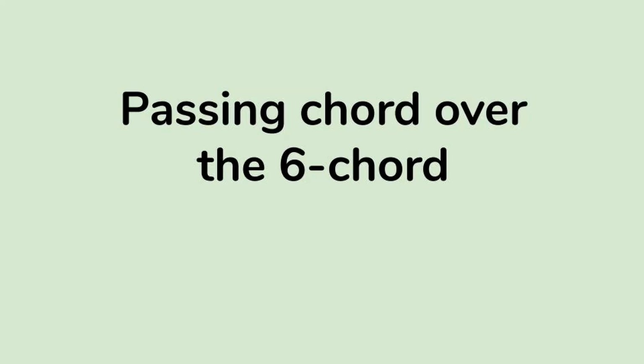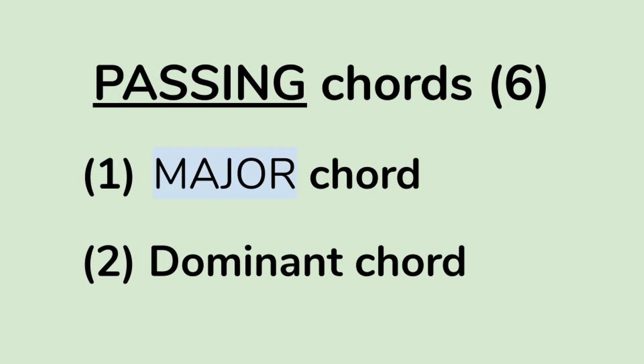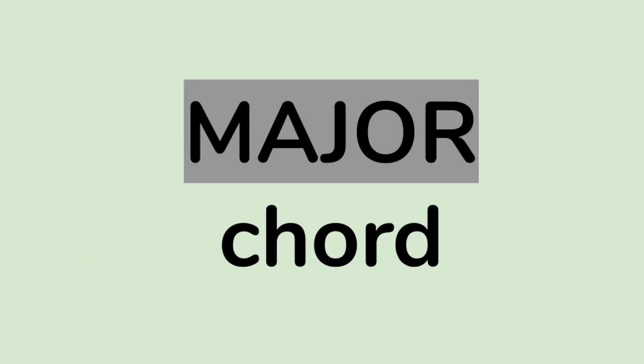Today I want to share a concept that you can use over the 6th chord. So we'll be in the key of F, by the way. Passing chords on the 6 are commonly used to get you to the 2. The type of passing chord on the 6 can either be a major chord or some kind of dominant chord. It can be other things as well, but those are the most common types. So we'll be focusing on the major 6 idea.